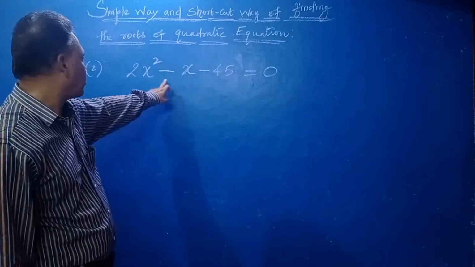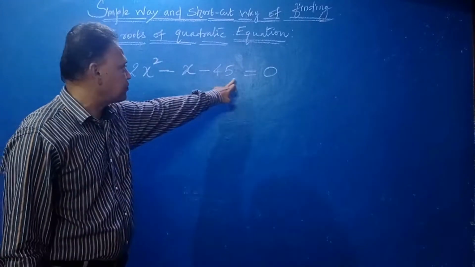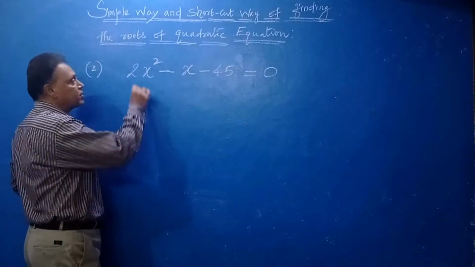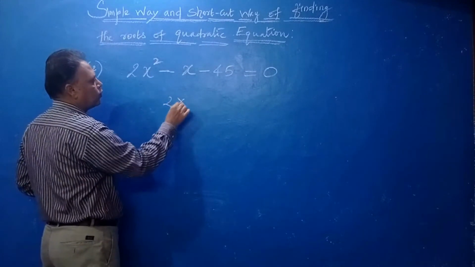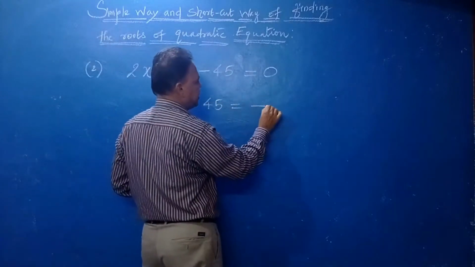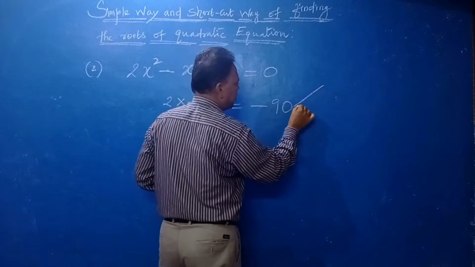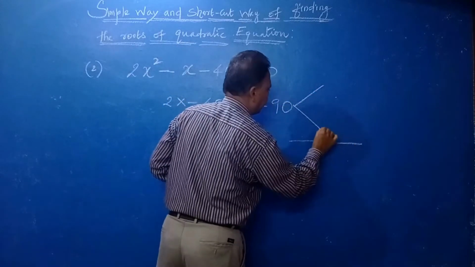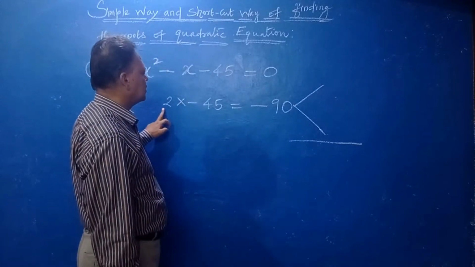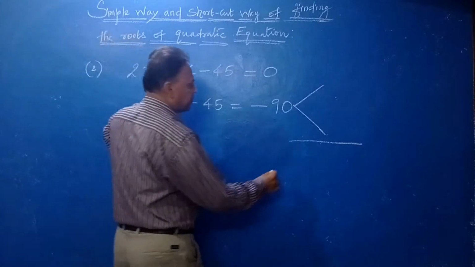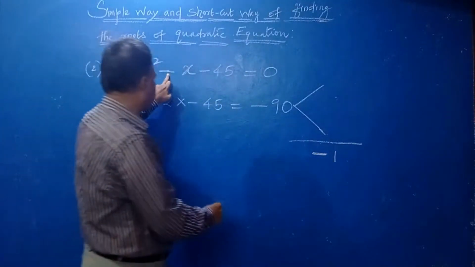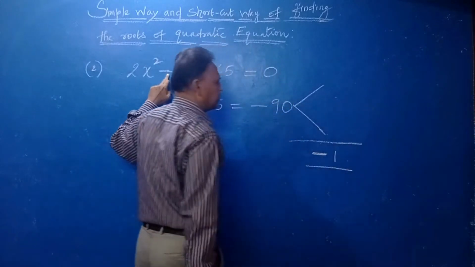So we will see one more problem: 2x squared minus x minus 45 equal to 0. How to find the roots? The same way. 2 into minus 45, how will you write? Minus 90. Split into two factors, that means you have to get the middle term minus 1. The x coefficient only, you have to write minus 1.